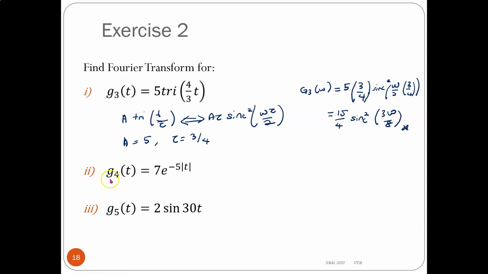The next ones are g4(t) and also g5(t). I leave these two for you to solve. Just find the Fourier transform for g4, which is the exponential function.